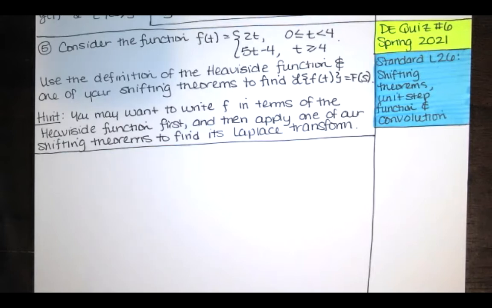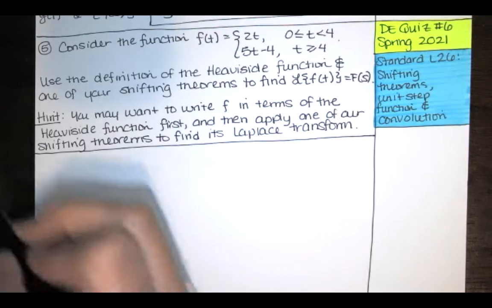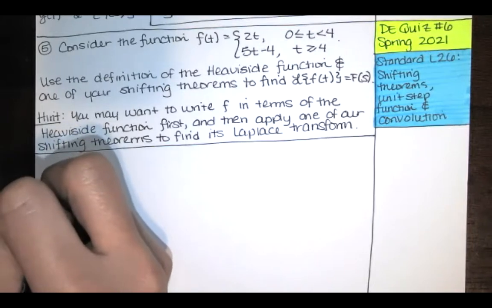So in our first question, we're asked to consider the function f of t equals 2t on the interval from 0 to 4 and 5t minus 4 on the interval from 4 to infinity. And we're asked to use the definition of the Heaviside function and one of our shifting theorems to find the Laplace transform of f of t. And then I gave you this hint. I said, you may want to write f in terms of the Heaviside function first, and then apply one of our shifting theorems to find its Laplace transform. So that's what I'd start with.